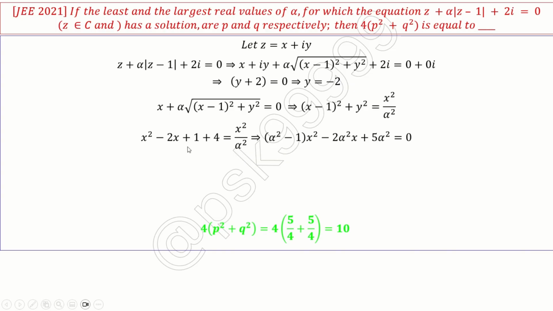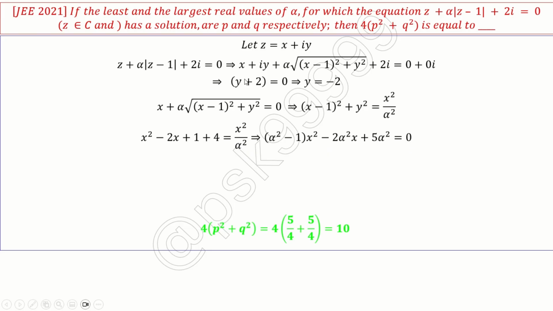Now take alpha to the other side and write it as a quadratic equation. What you will get is (alpha square minus 1) x square minus 2 alpha square x plus 5 alpha square equal to 0. Now he said P and Q are nothing but alpha's least and highest values, right? And they satisfy this equation. This is the equation you started with here, right? So alpha satisfies this equation.